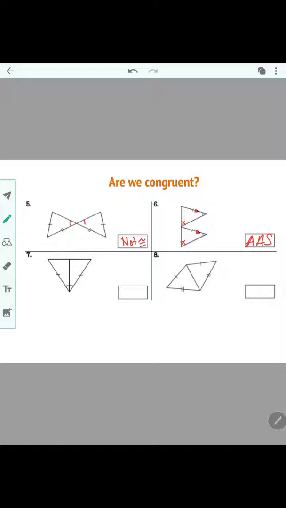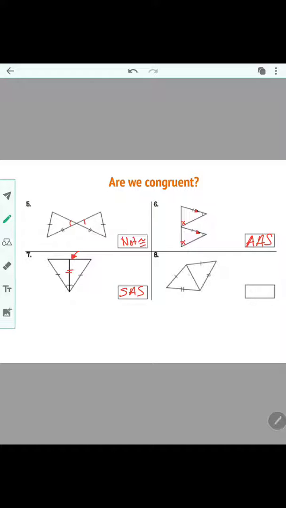Okay, this number 7, they share one side, so it's congruent to itself by the reflexive property. And then we have side, angle, side. It's not enough to say that this looks like a right angle. We're not told that it is, so we can't assume.